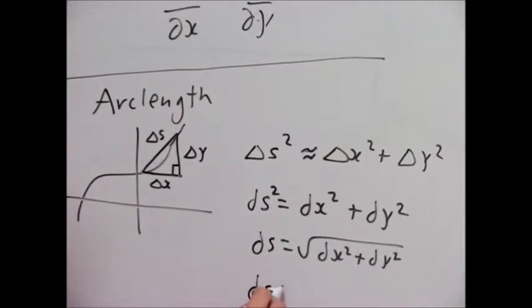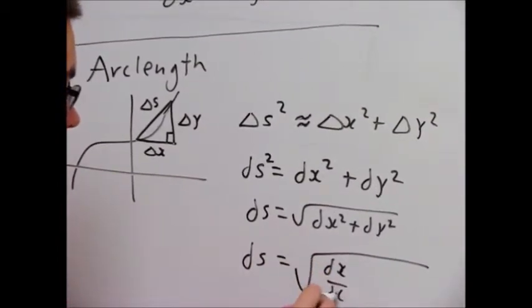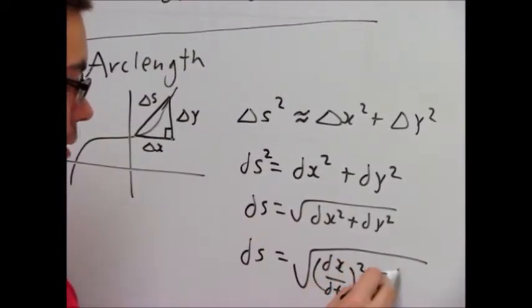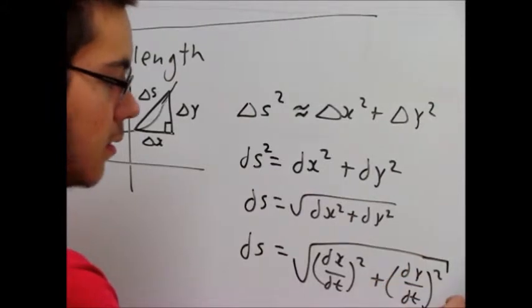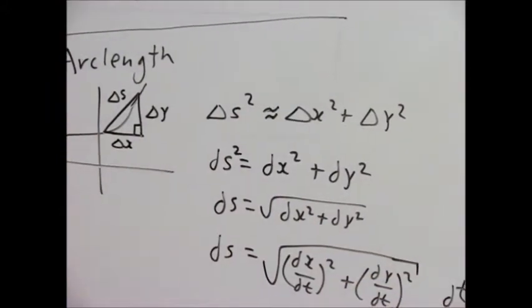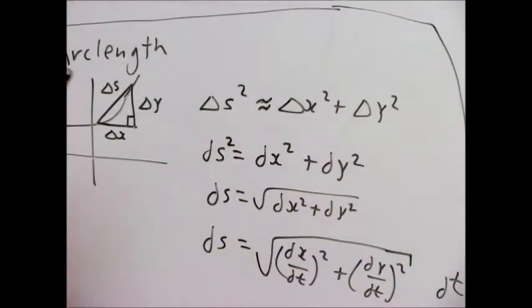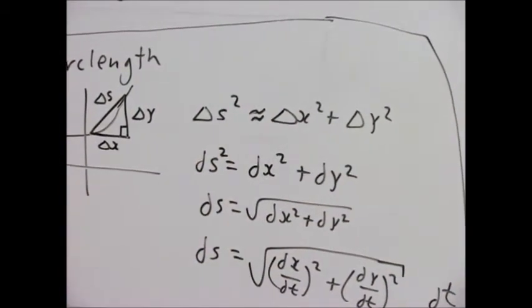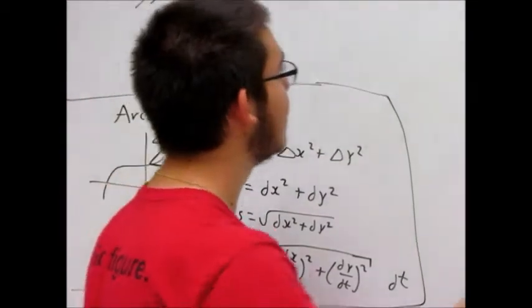ds is the square root of (dx/dt) squared plus (dy/dt) squared, dt, like that. This is an alternate form, the parametric form. So now that we have that, we can proceed on how we take the directional derivative.